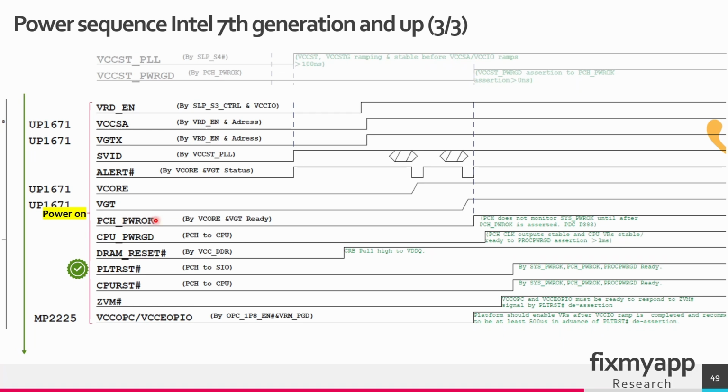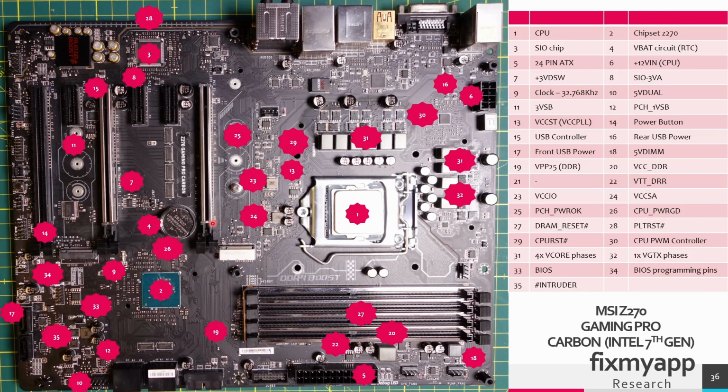When the PCH power OK signal is successfully created, so it's high, the next step is to create the CPU power good signal. The CPU power good signal can be measured near the PCH.